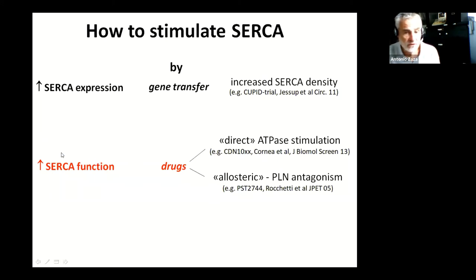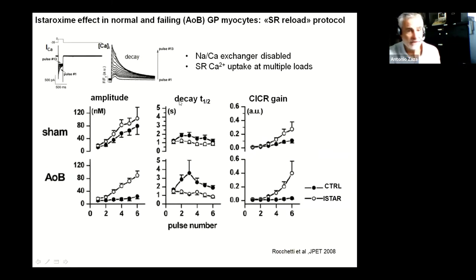However, nowadays we can also increase SERCA function, not by anything requiring viral transfer, but by drugs, just small molecules. And now we have two kinds of SERCA stimulators. Some of them directly stimulate the ATPase, and here is a paper by Cornea and co-workers in 2013. But we are also able to stimulate SERCA by antagonizing the effect of phospholamban. Phospholamban is an inhibitor of SERCA. If we antagonize phospholamban, we end up increasing SERCA function. And I will focus on this approach just because it's our approach. So, phospholamban antagonists.